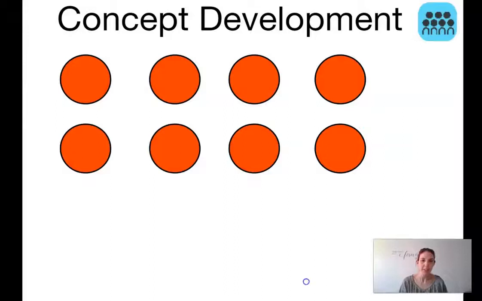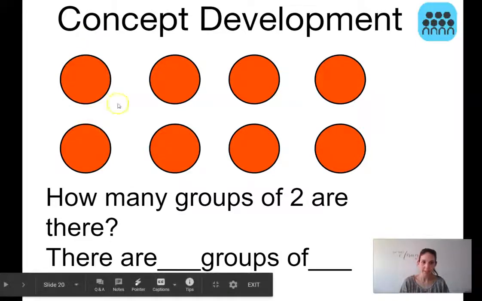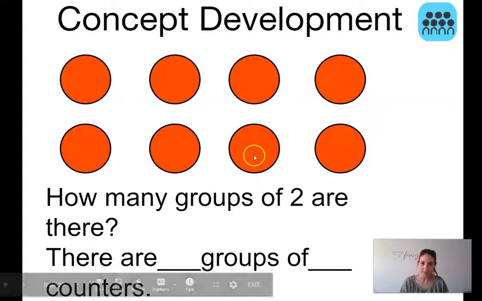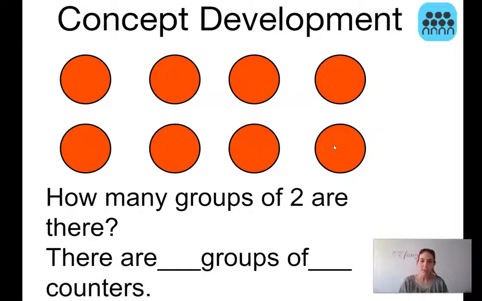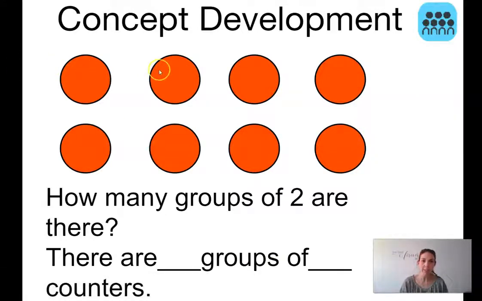Let's look at this grouping. How many groups of 2 are there? Let's see. We have 1, 2, 3, 4. So we would answer this by saying there are 4 groups of 2 counters. Here's one group, 1, 2, 3, 4. There are 4 groups of 2 counters.